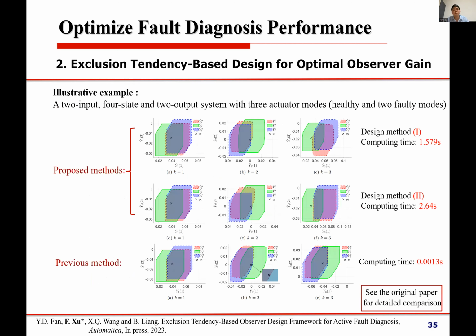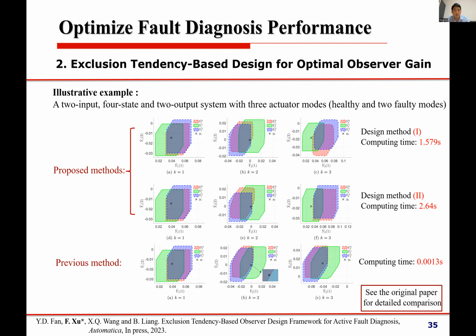This is an example to show the improvement of the observer gain optimization methods with respect to the previous method. In the first 2 rows of figures, we use 2 different design methods to implement active fault diagnosis. Both of them can implement fault diagnosis, only needing 2 steps to diagnose the fault. And the first method needs 1.5 seconds, and the second method needs 2.6 seconds to finish the whole process.